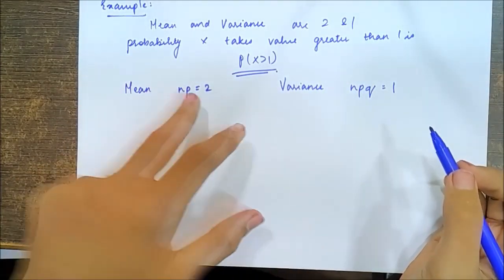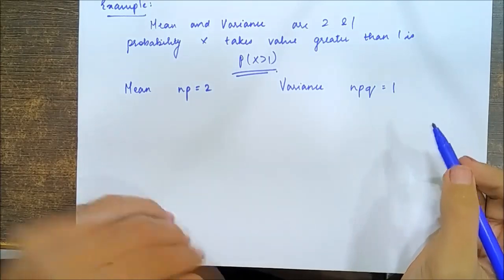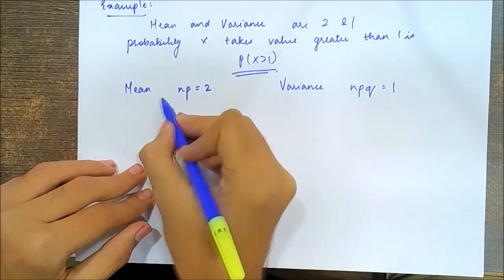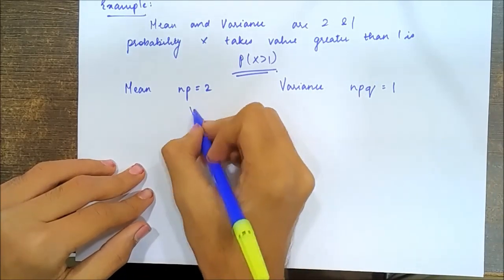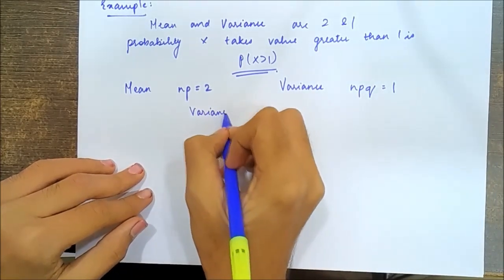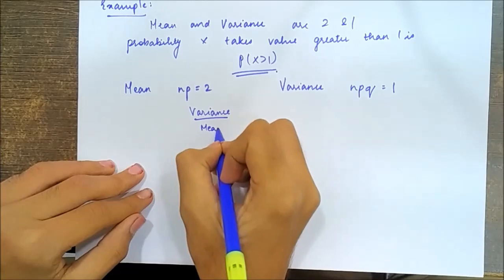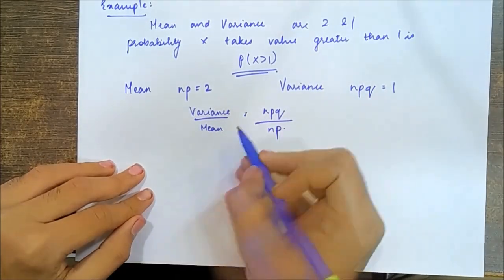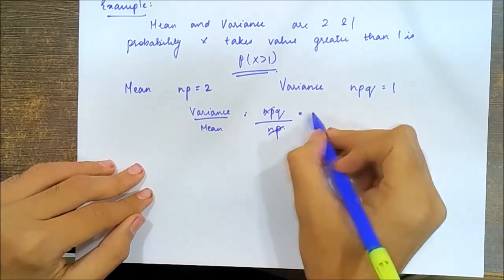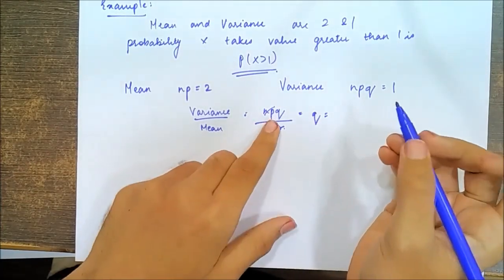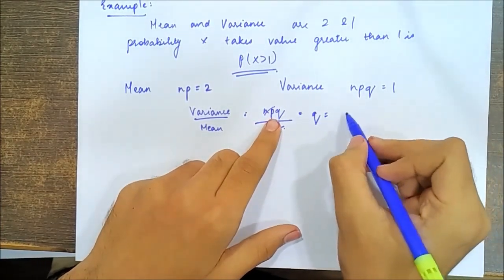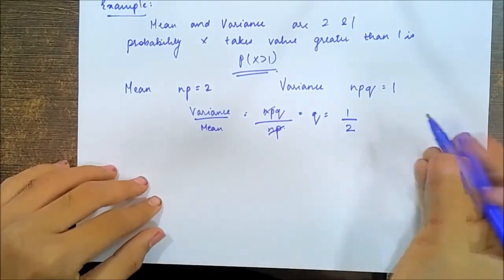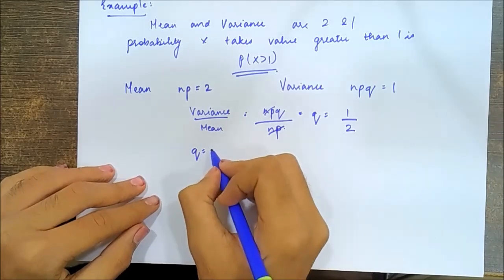Now we have to find q from these terms. If we divide variance by mean, we get q, that is npq upon np, so np gets cancelled and what we get is q. So q is variance divided by mean, that is 1 by 2. So we got q as half.